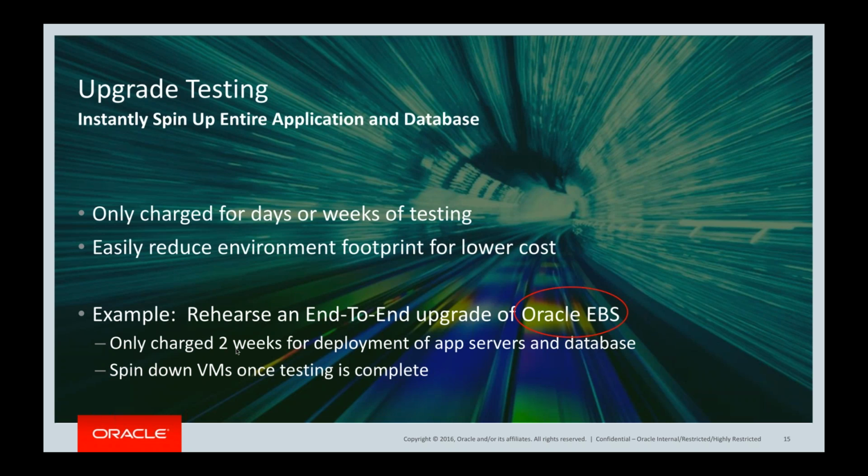We'll be able to create the Excel spreadsheet of step-by-step processes, so that when we do our production deployment and upgrade, it'll be a literal copy and paste. And the key thing to note here is that you're only going to be charged for the amount of time that we have the Ravello environment up. When you're done, you just spin down the VMs and then you quit being charged for that environment.